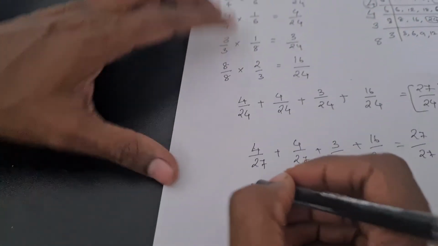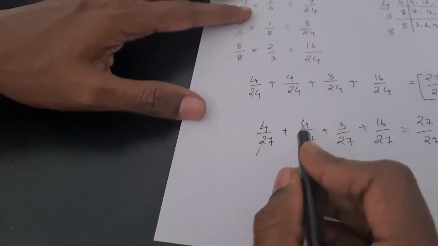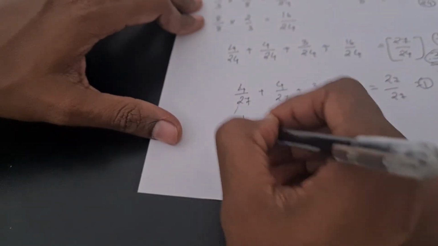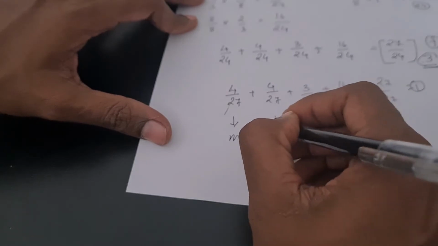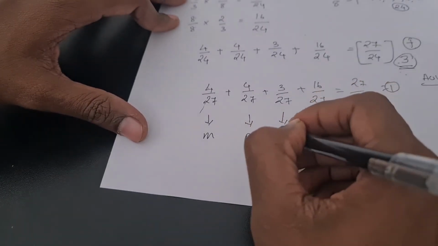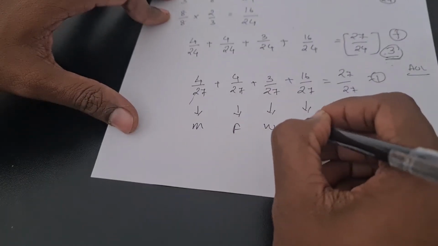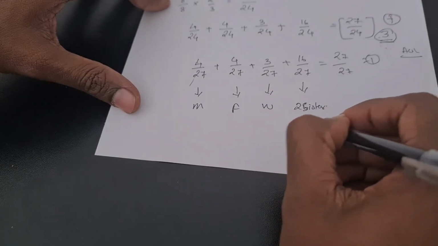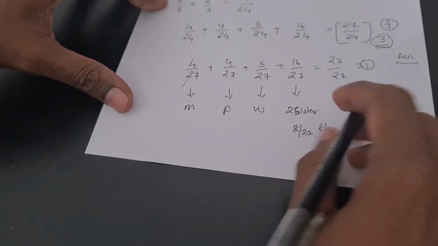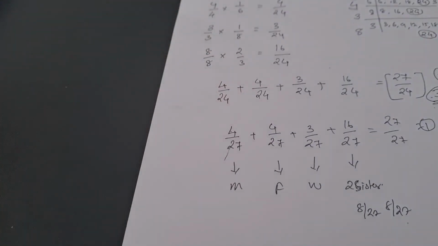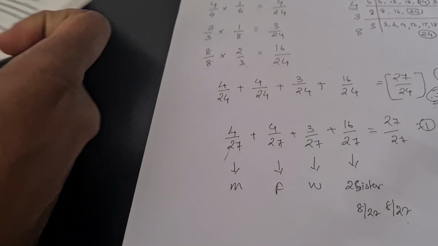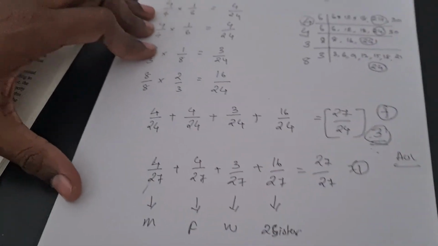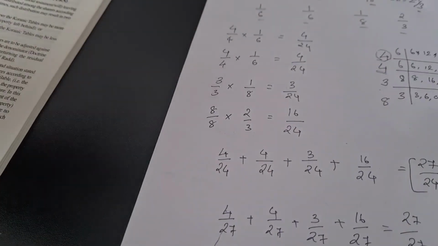So now, as you remember, this belongs to mother, this belongs to father, this belongs to the wife, and this belongs to 2 sisters. That is nothing but 8 by 27, 8 by 27. So this is how the property is being distributed among the people using Doctrine of Aul. So as you can see, it's very easy.